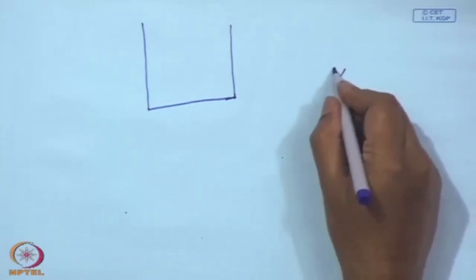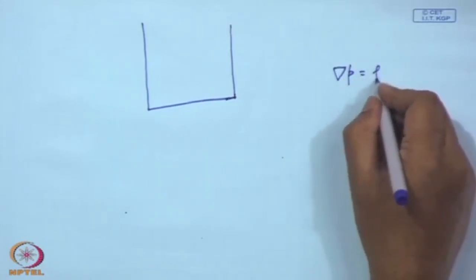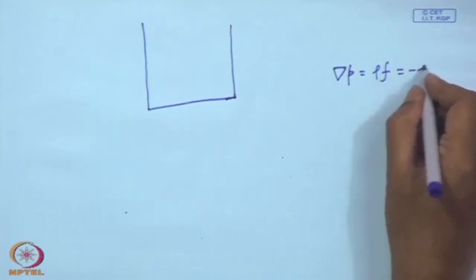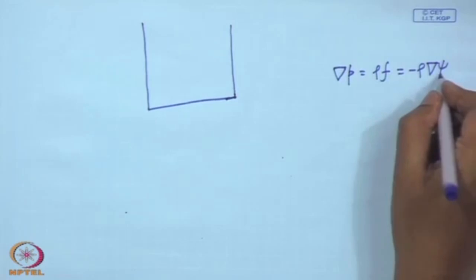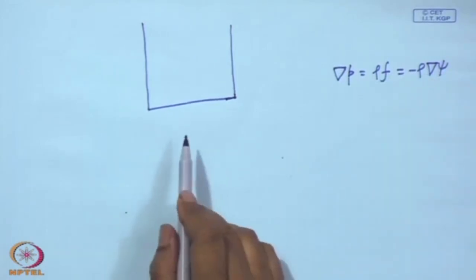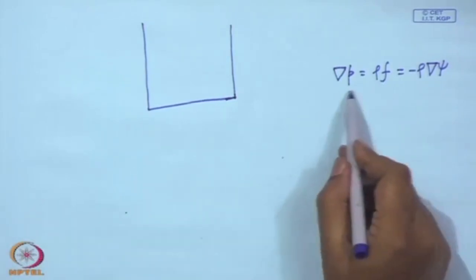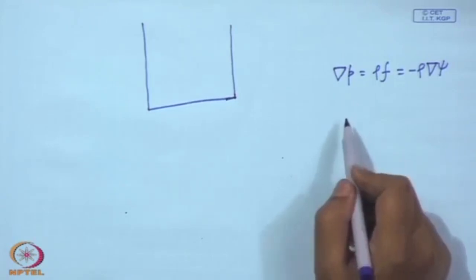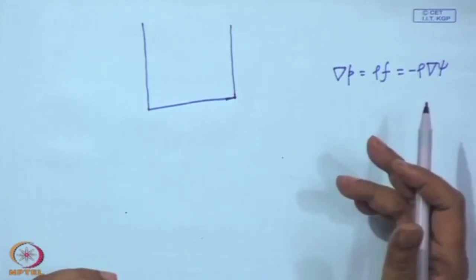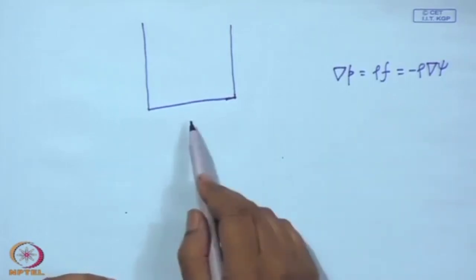You can write the equation we had yesterday, grad p equal to rho f, or minus rho grad psi. When the body force is simply the gravitational force, grad p gives you three components, dp dx 1, dp dx 2, dp dx 3, and only the x 3 component has a nonzero right hand side, since f is simply g, which is along the x 3 direction.